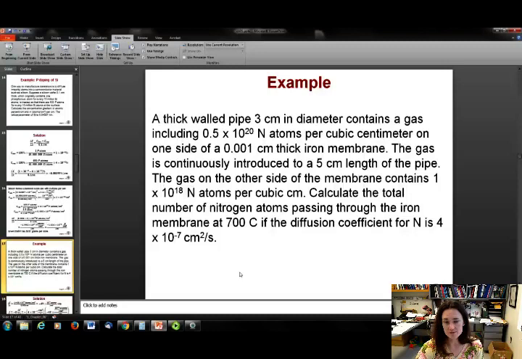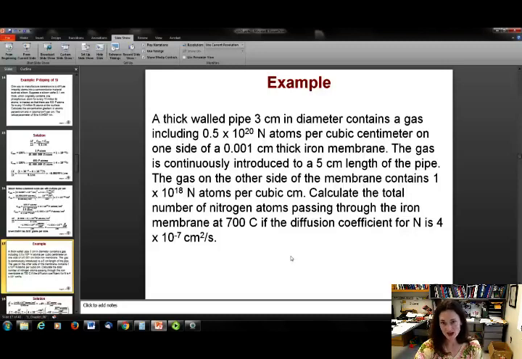A thick-walled pipe, 3 centimeters in diameter, contains a gas, including 0.5 times 10 to the 20 nitrogen atoms per cubic centimeter on one side of a 0.001 centimeter thick iron membrane. The gas is continuously introduced to a 5 centimeter length of pipe. The gas on the other side of the membrane contains 1 times 10 to the 18th nitrogen atoms per cubic centimeter. Calculate the total number of nitrogen atoms passing through the iron membrane at 700 Celsius if the diffusion coefficient for nitrogen is 4 times 10 to the minus 7 centimeters squared per second.